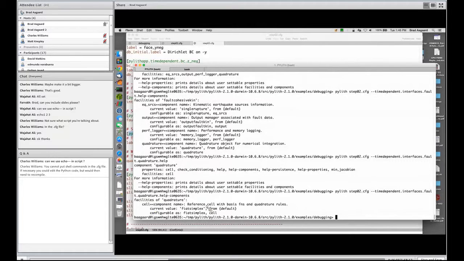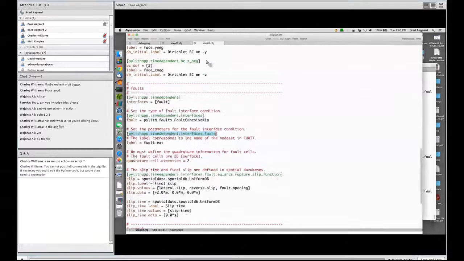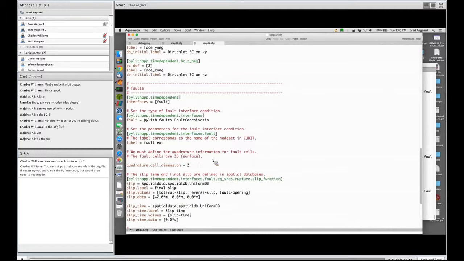Cell is a reference cell with base functions and quadrature rules, current value FIAT simplex. And remember, if I have triangles or tets, that's a simplex cell. But if I have quadrilaterals or hexahedra, that's a FIAT Lagrange cell. So I have the wrong cell type for my quadrature. So quadrature.